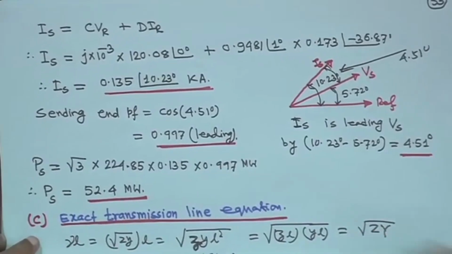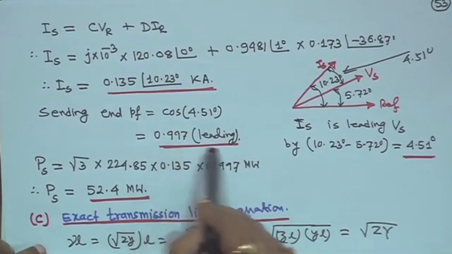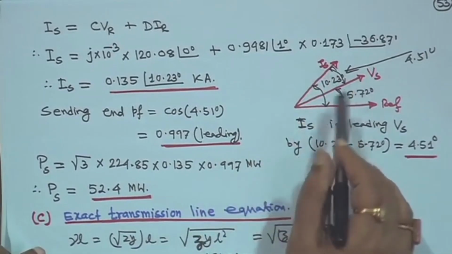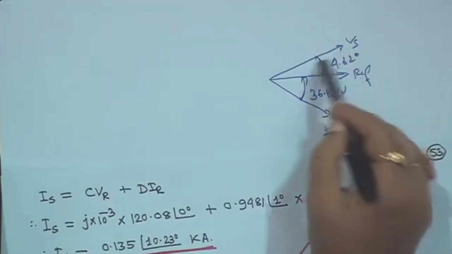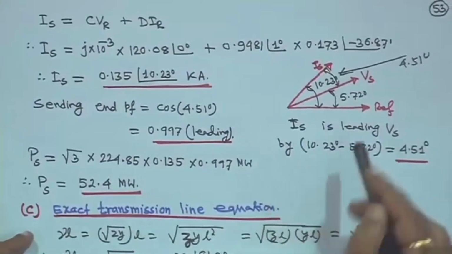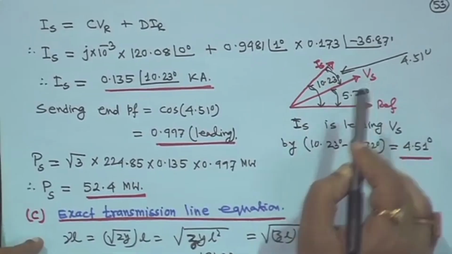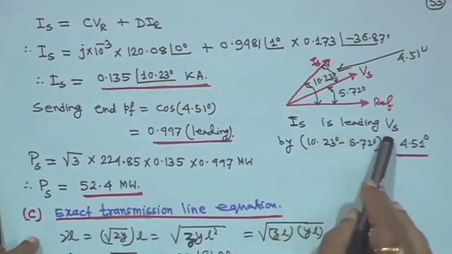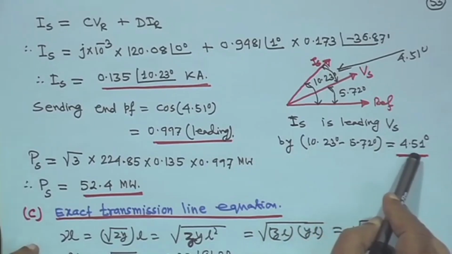So, that means the sending end power factor is cosine 4.51 degree, that is 0.997, and it is leading power factor because current is actually leading the voltage. In the previous case you have seen that it is lagging, current is lagging from Vs, but that is for the short line. For this one you have seen that the sending end current is actually leading the voltage, that is why it is a leading power factor 0.997. And here I have written Is is leading Vs by 10.23 minus 5.72 degree, that is 4.51 degree.